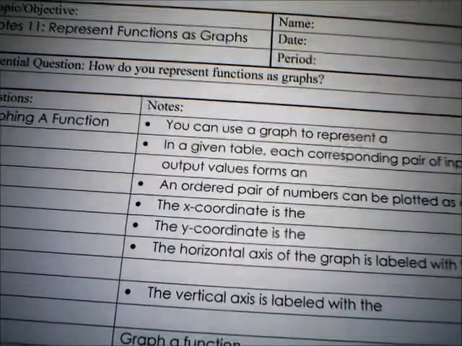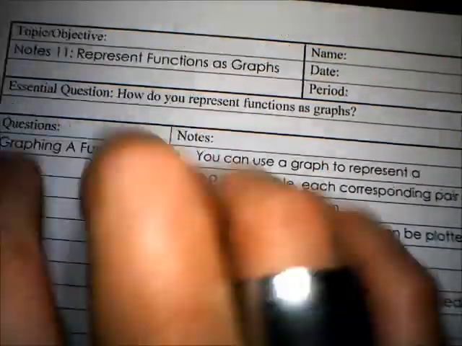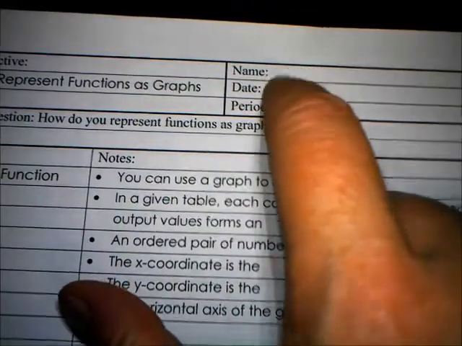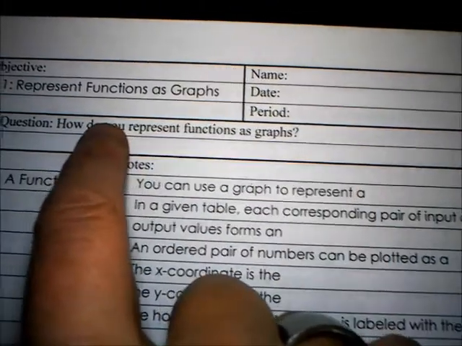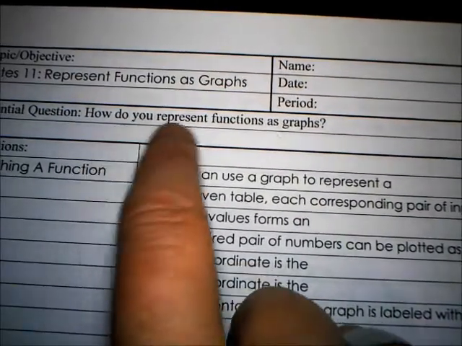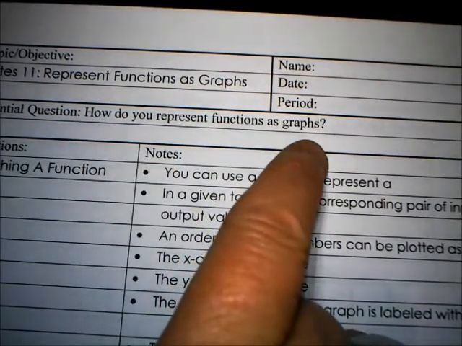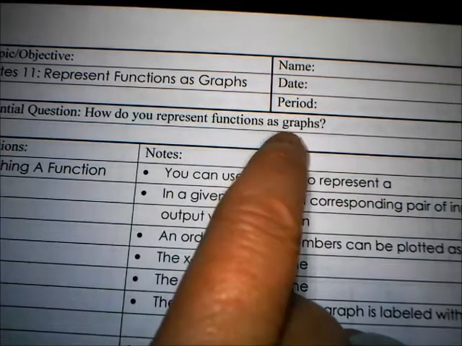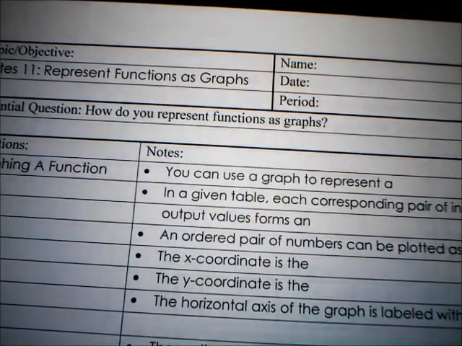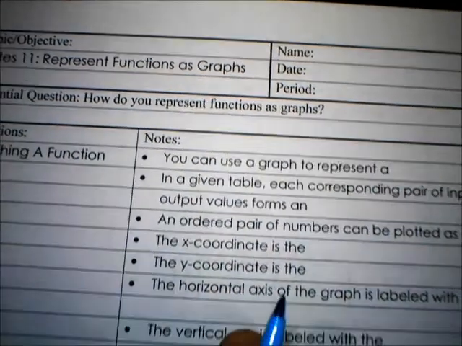Okay, here we go with the last notes for this chapter. Notes number 11, represent functions as graphs. Put your name, date, and period on this, and then your essential question is how do you represent functions as graphs? And this is just plotting the points on a coordinate plane and drawing your line or not drawing your line based on the situation.